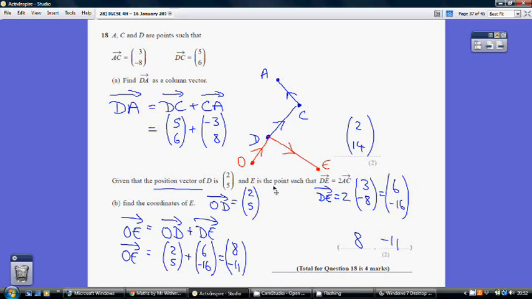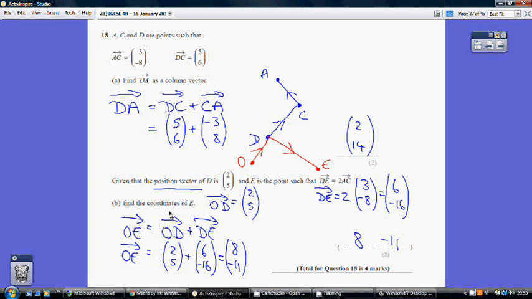And we're being asked to find the coordinates of E. Now in order to find the coordinates of E, I really need to start off just by finding the vector from O to E. Now the vector from O to E is going to be O to D plus D to E, but remember D to E is 2 lots of AC, so 2 lots of 3, minus 8. So as a side working, I can work out that DE is 2 lots of AC, which is 6, minus 16.